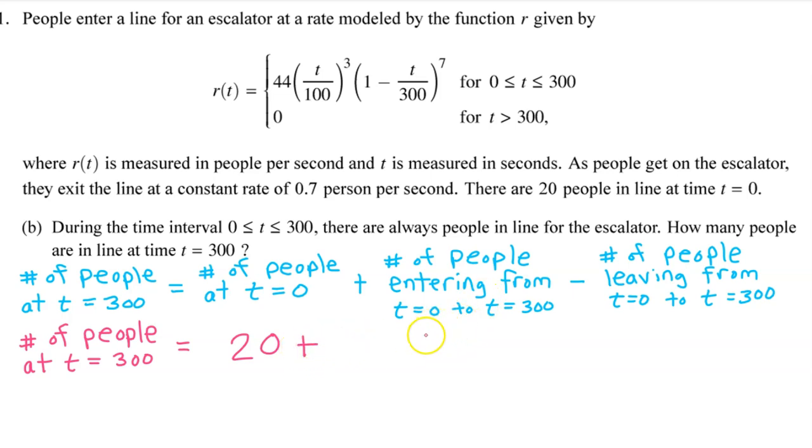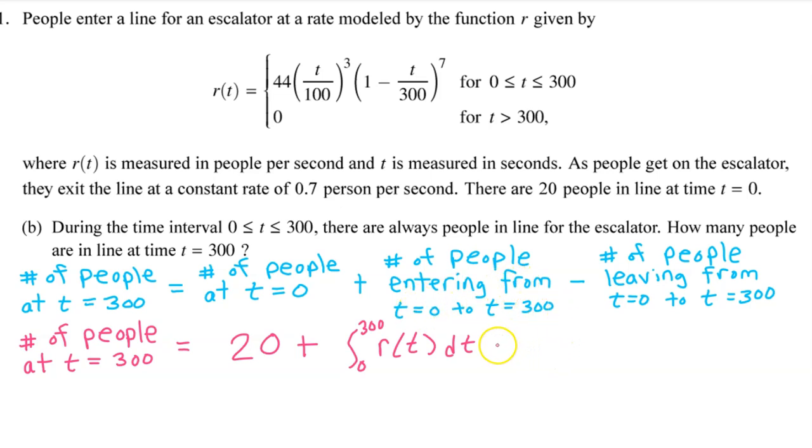We have learned that the integral of a rate is the change in the amount. So the integral of the rate at which people enter the line will give us the number of people who entered the line. R of t is the rate at which people enter the line. So the integral of r of t from 0 to 300 will give us the number of people who entered the line from 0 to 300.